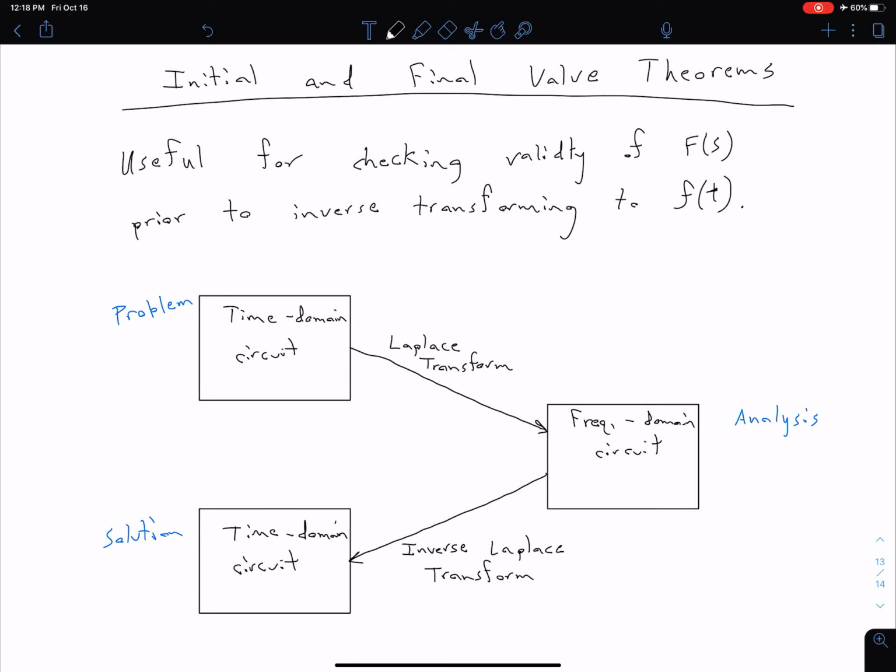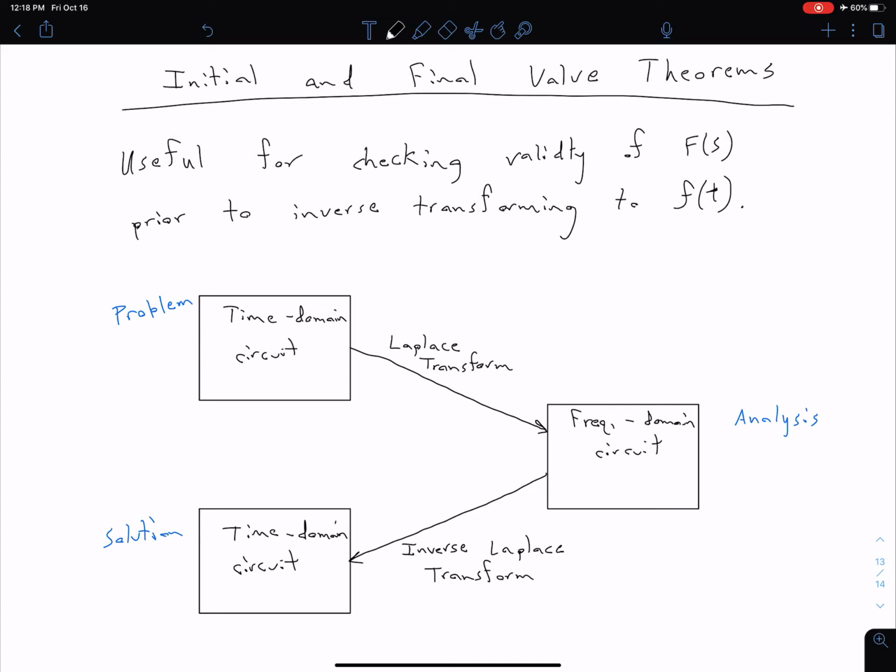The next topic we're going to cover before looking at a couple examples is our initial and final value theorems. These are going to be useful for checking the validity of our F(s) before we inverse transform to f(t).